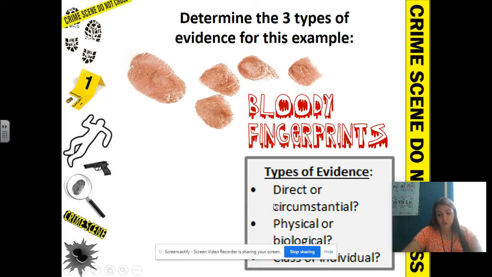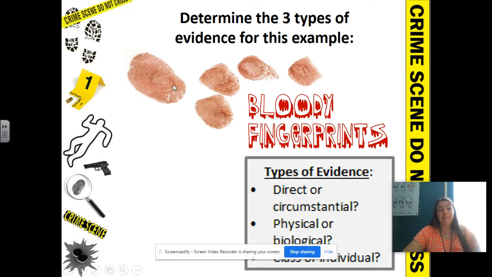So that's circumstantial. It doesn't prove why they were bleeding. It doesn't prove they did anything wrong. It just proves that you have their prints at the scene. So they were there. Now, physical versus biological. Physical means it's not from a biological source. Biological means it's from a biological source.